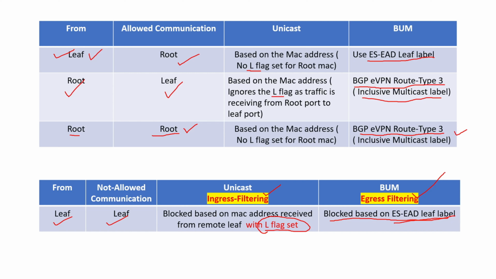So based on this L flag and the ES/EAD leaf labels, we achieve this ingress and egress filtering, meaning we ensure that leaf to leaf communication does not happen.